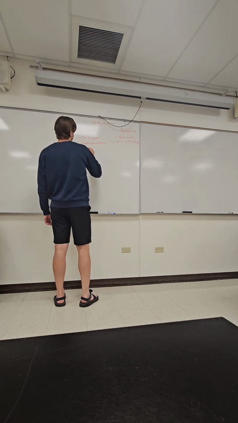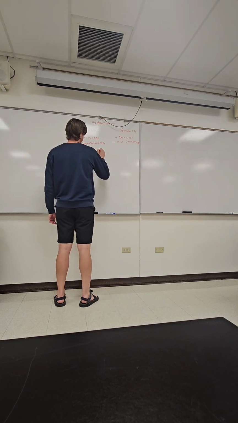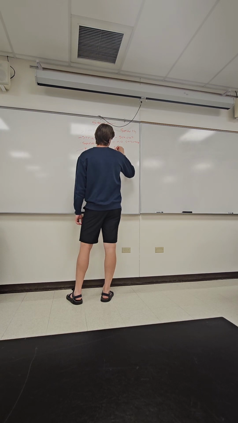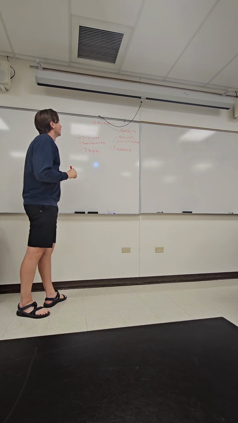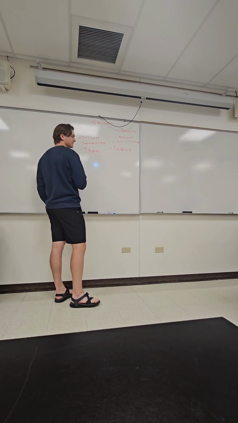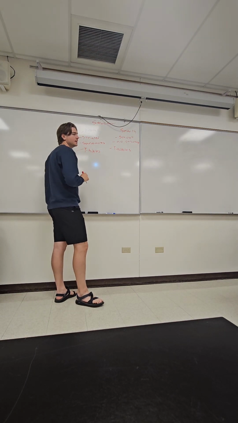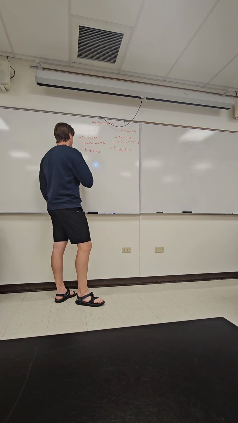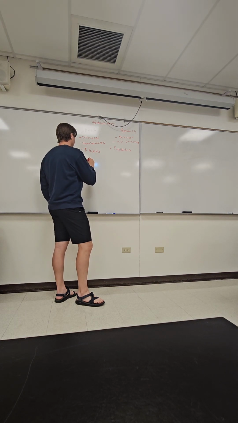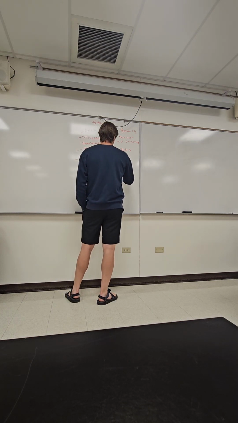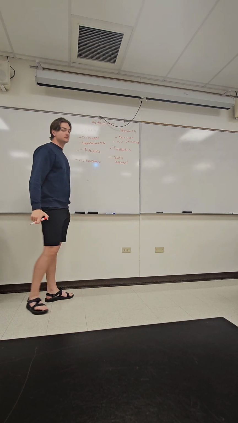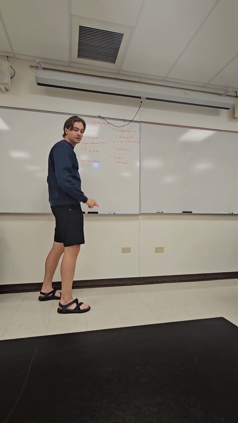Skeletal muscle has T tubules. Smooth muscle does not have T tubules. Skeletal muscle cells are multinucleated, while smooth muscle cells are singly nucleated. So there's just some structural differences.